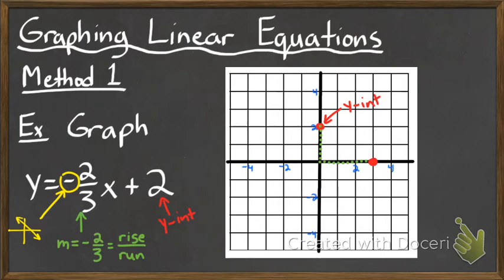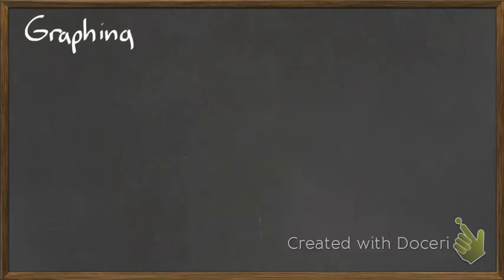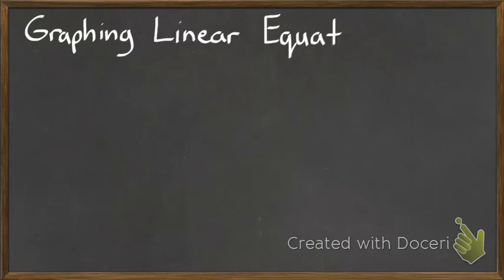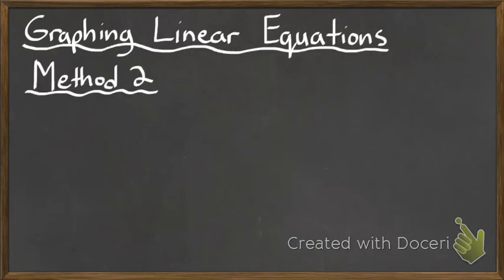And since we have 2 points, we can now take a ruler and we can draw our line through these 2 points and extend it in both directions. And this is the graph for our linear equation. So our linear equation y equals negative 2/3 x plus 2 can be defined by this graph. Now, we're going to also look at this using another method.